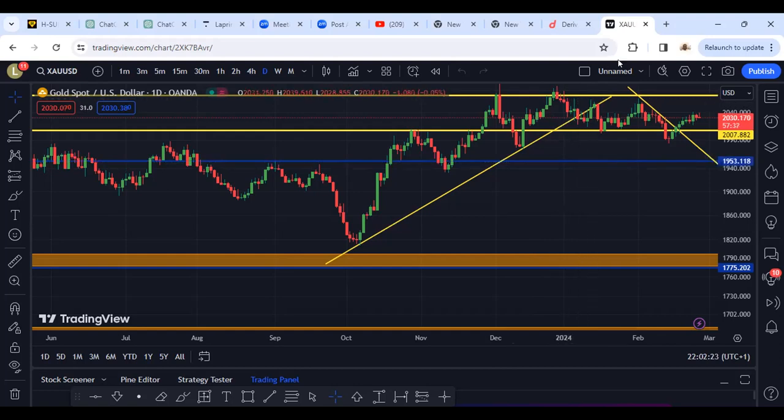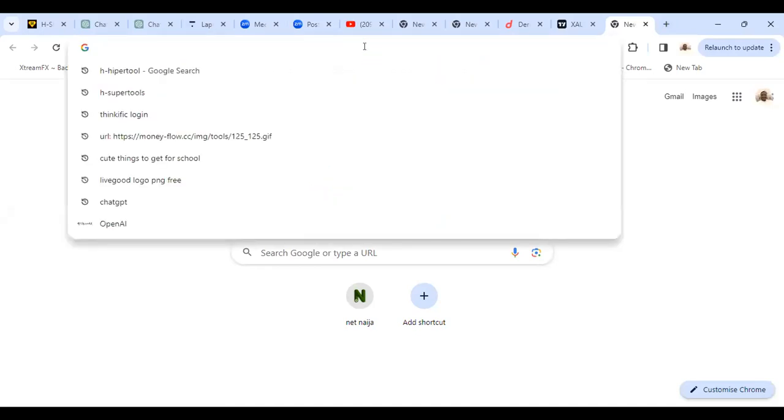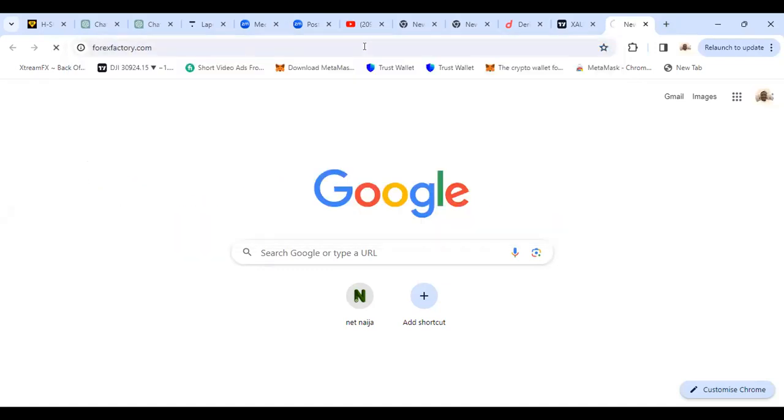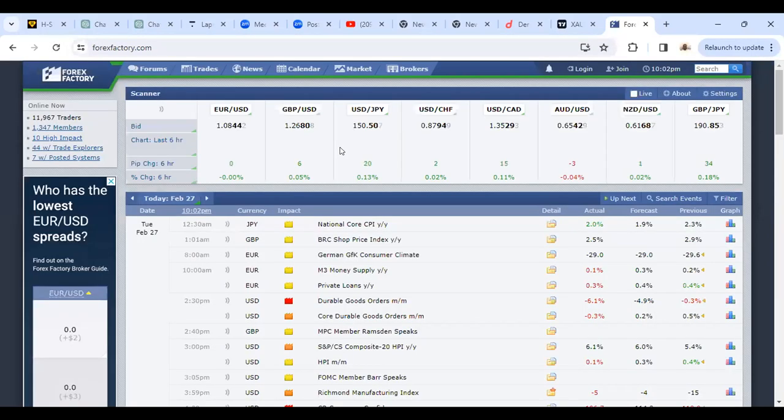So let me show you one website that you need to know before you place a trade. This is not for people who are trading indices. If you are trading indices, this one is not for you. But for Forex trading, you have to come here and type forexfactory.com. Before you place any trade, you must come to this particular website, forexfactory.com.